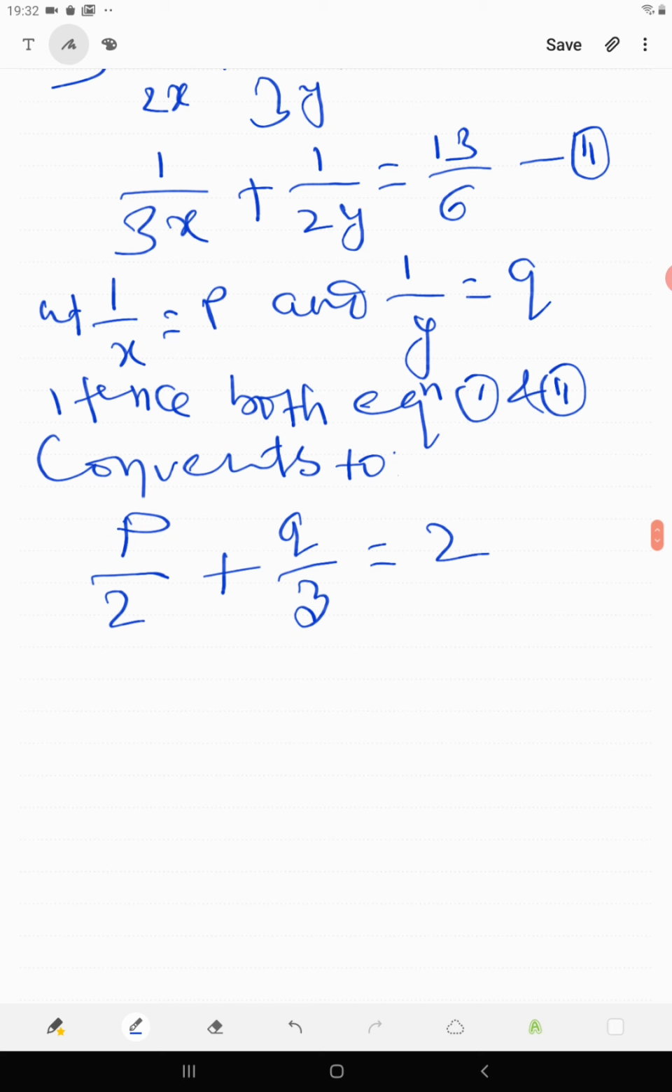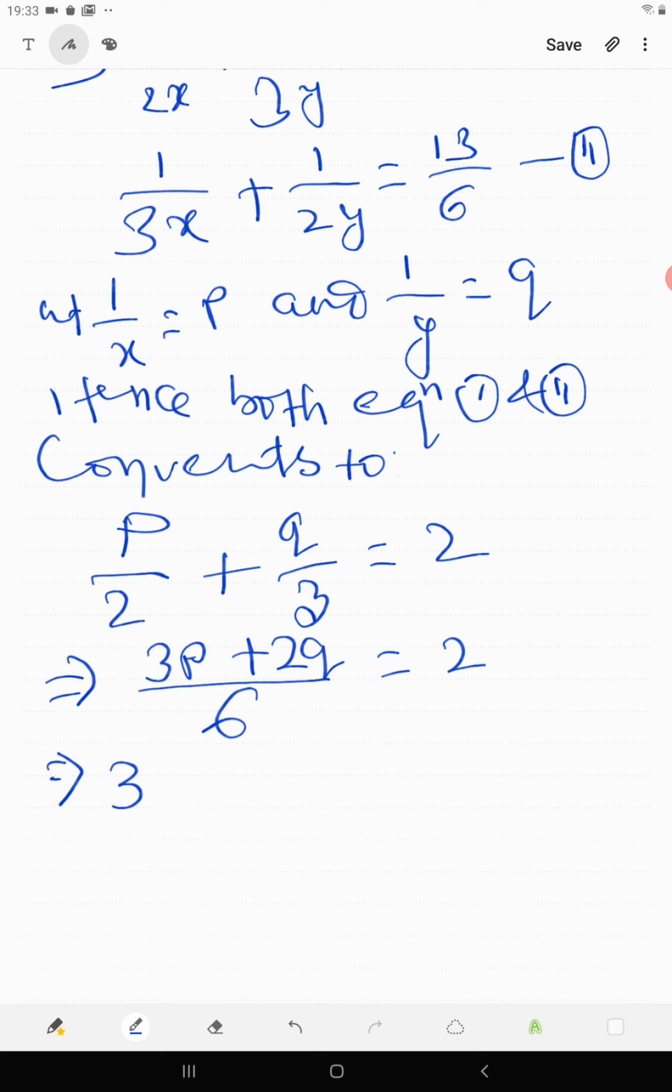Now we can take the LCM of it. So the LCM of 2 and 3 will be 6. Now 6 divided by 2 is 3, and 3 into p is 3p, plus 6 divided by 3 is 2, and 2 into q is 2q, equals to 2. Now 6 I will take towards the right, and it will convert to 3p plus 2q equals to, since it is division, when I take it towards the right, it will be multiplied and it will become 2 into 6, that is 12.